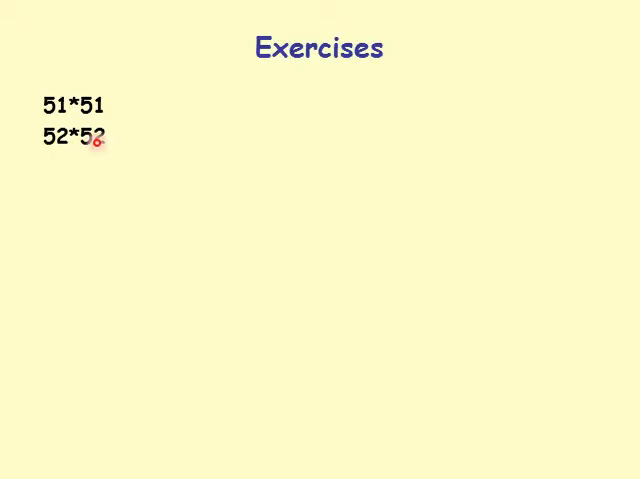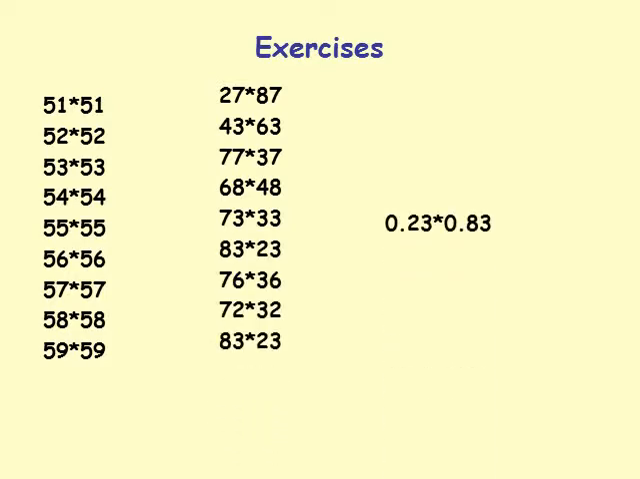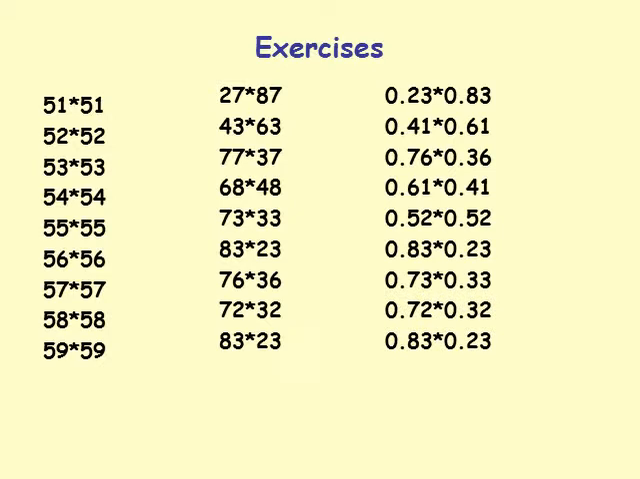51 times 51, 52 times 52, those squares. Okay, 53 times 53. When it's 5 on the left, these become squares. Okay. Then 27 times 87, these are not squares. 43 times 67, 77 times 37, 68 times 48, 73 times 33, and more. Now fractions: 0.23 times 0.83, 0.41 times 0.61, 0.76 times 0.36. Okay, and some more.